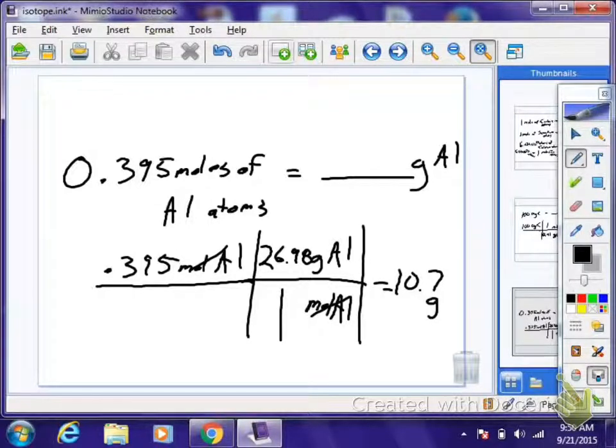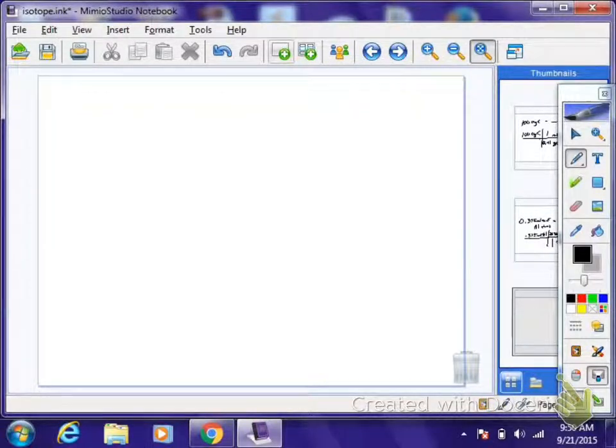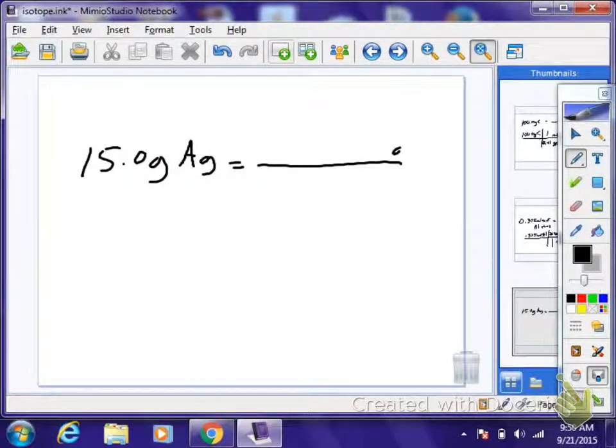Okay, last one. We've got to get atoms in here. We need to use that scientific notation. So I'm going to go ahead and give you probably the toughest one you'd have to do. So we're going to say 15 grams of, let me see who I'm partial to, let's go with silver. And let's see how many total atoms that would be. Not moles of atoms, but total atoms of silver.